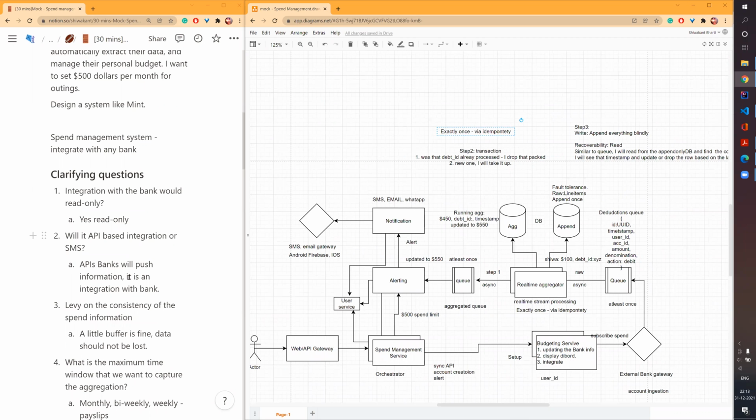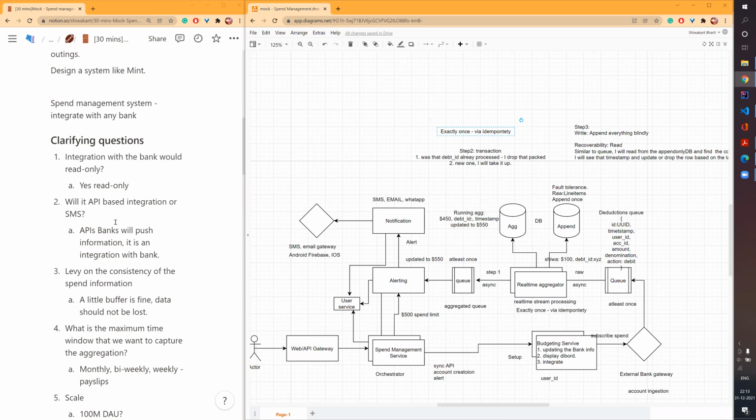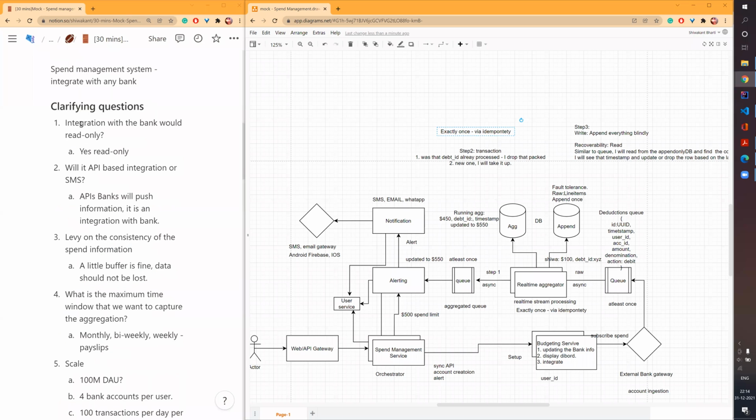As a spend management system, I have some clarifying questions for the interviewer. Is this integration with the bank only read-only? What has been stated is that we cannot make any updates to the bank, maybe crediting or something. This is just getting spend feedback on Mint, and then taking it forward.